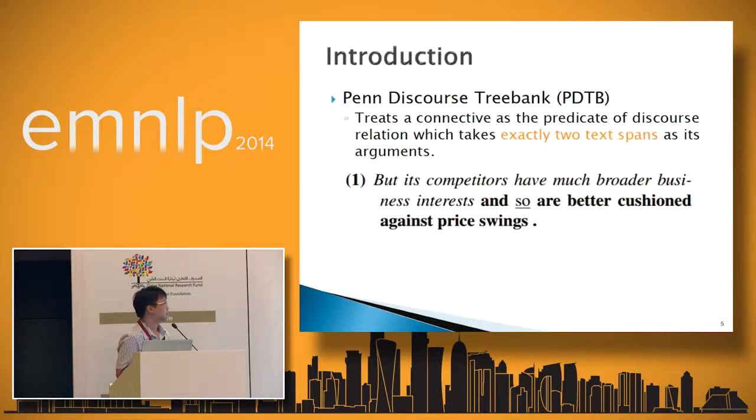First I will give some overview of the Penn Discourse Treebank corpus. In this corpus, a connective is treated as the predicate of discourse relations, and it takes exactly two text spans as its arguments. In this example, the connective is underlined, and the first argument is in italics, which we usually refer to as Arg1, and the second argument is the second half of the sentence, and we refer to this as Arg2.